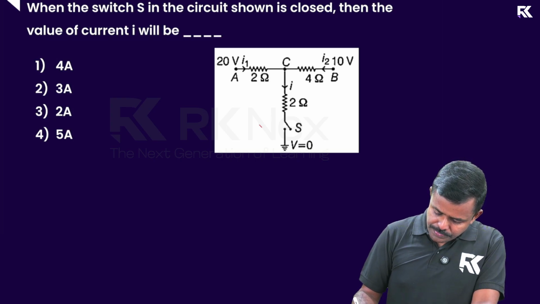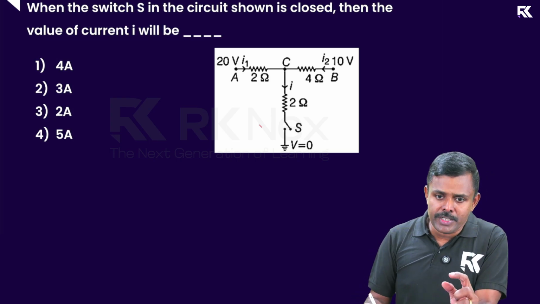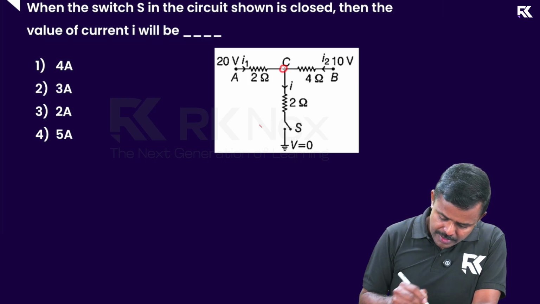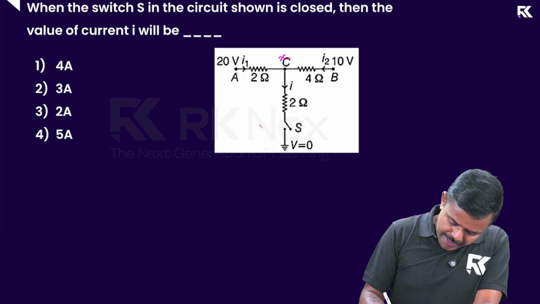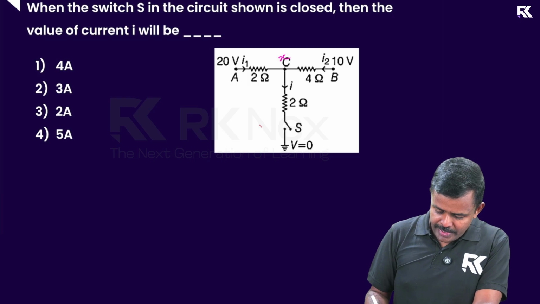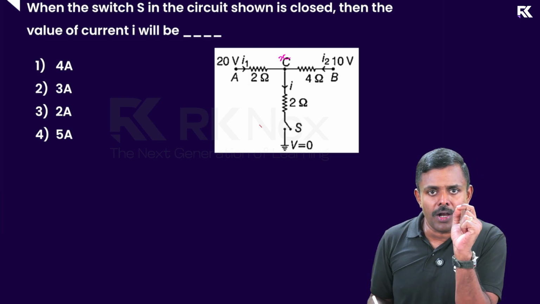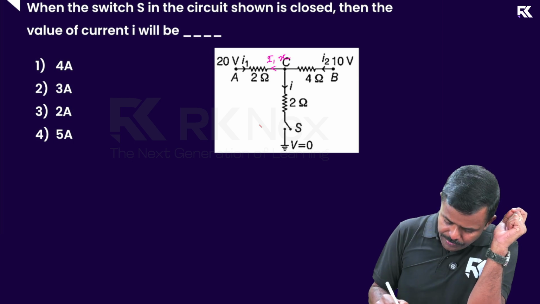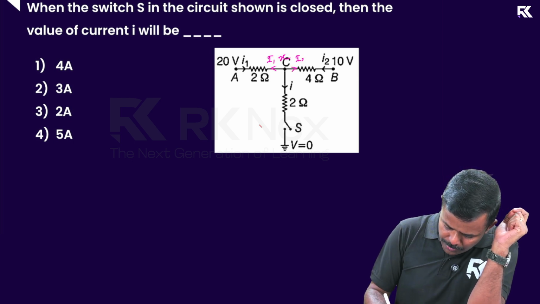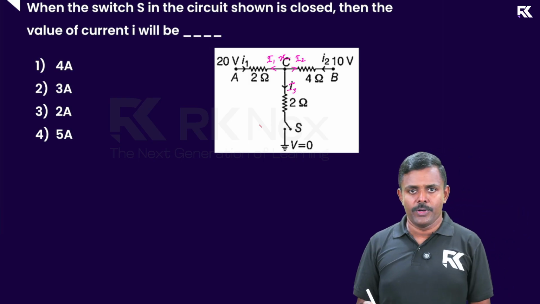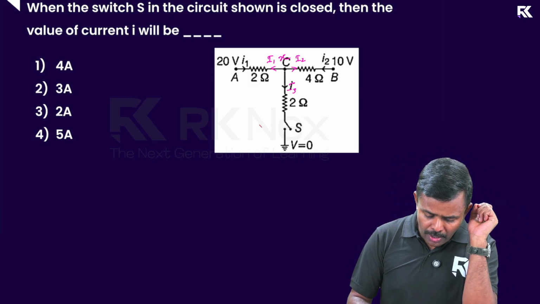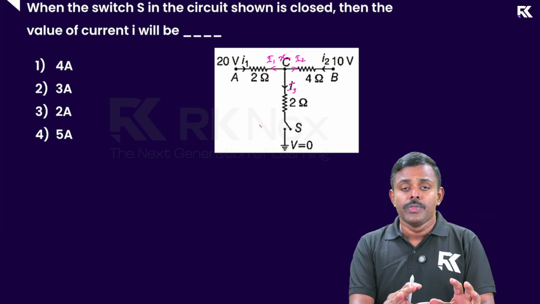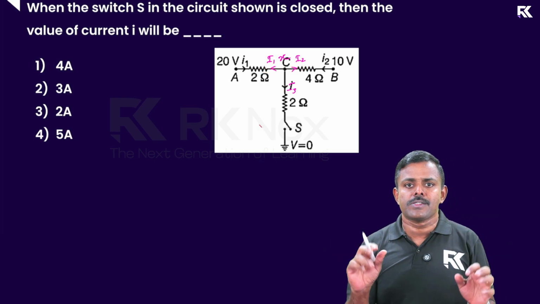I'll tell you. I'm going to assign a particular potential to this junction. I'll call it X. And at the junction, I'll mark all the currents: I1 along the 2 ohm resistor, I2 through the 4 ohm resistor, and I3 downwards through the 2 ohm resistor. Remember, you should put all the currents as outgoing while applying Kirchhoff's junction law. This is very, very important. Take all the currents as going outwards.